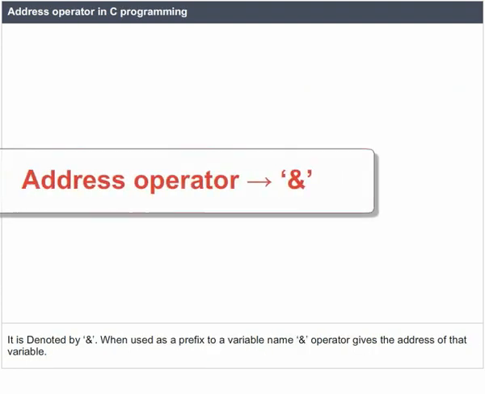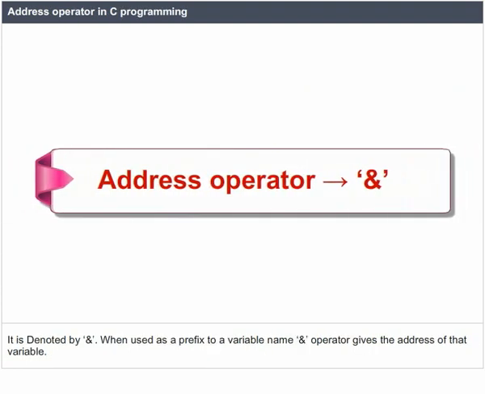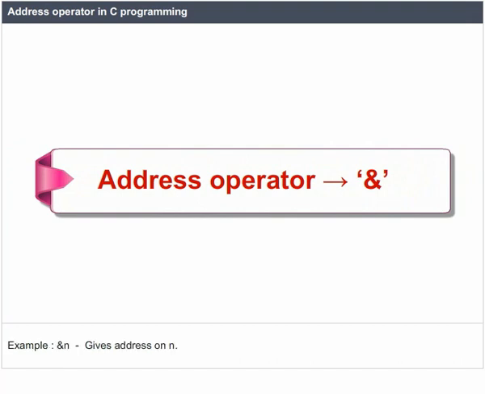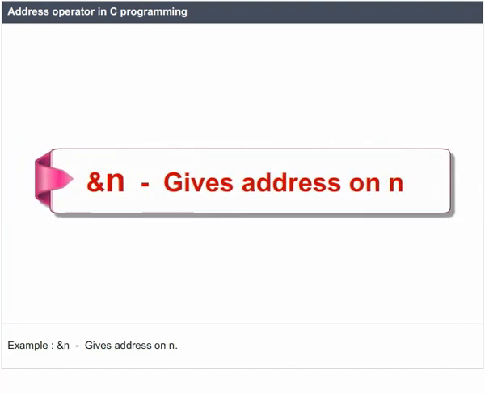Address operator in C programming. It is denoted by &. When used as a prefix to a variable name, the & operator gives the address of that variable. Example: &n gives the address of n.